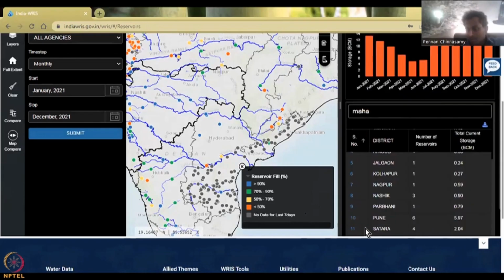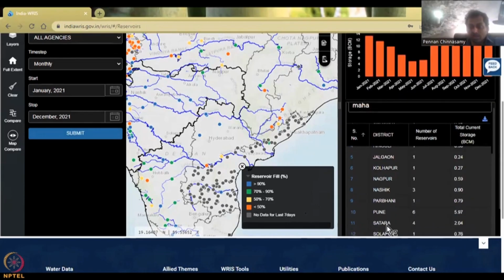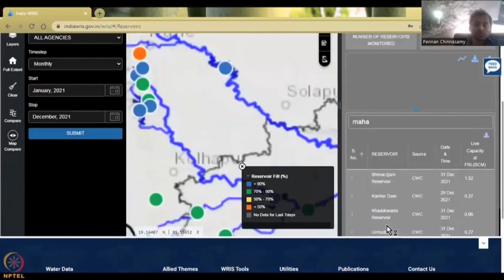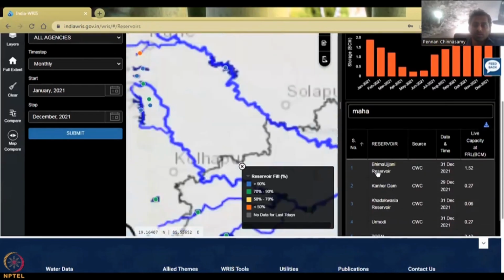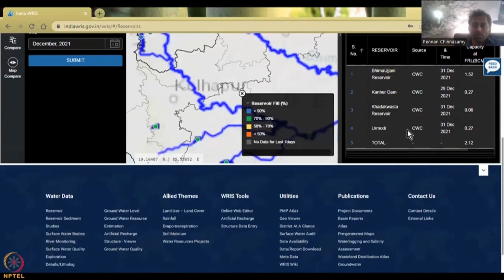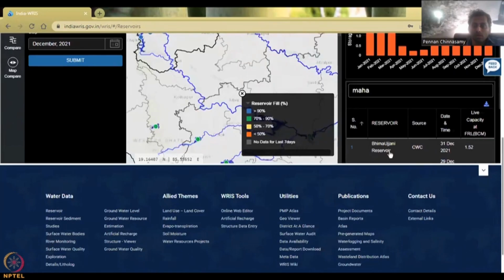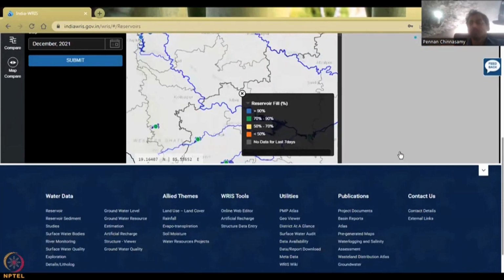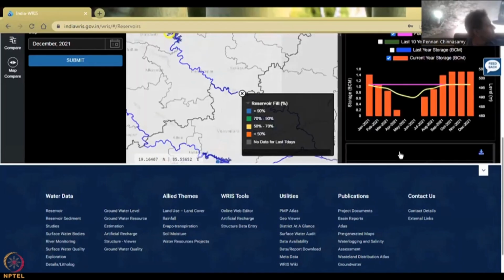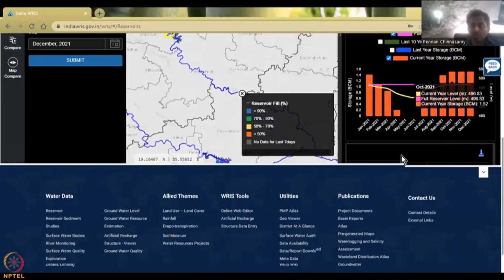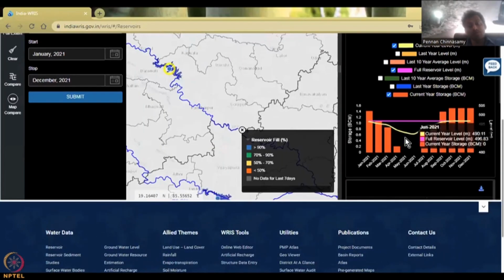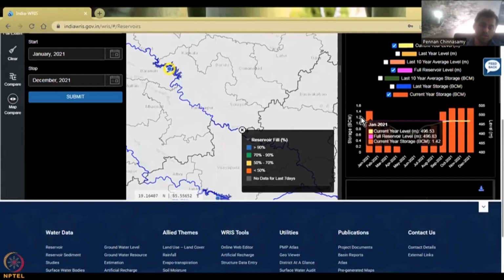Okay, we have all these districts, and as I said, we will go to Satara district, and the dam we want to see is the Bhima Ujjani reservoir. Here you can see 0, which means there is no water. All the water has been exhausted. So when the summer starts and the pre-monsoon conditions are there, all the water is gone and they release the water.